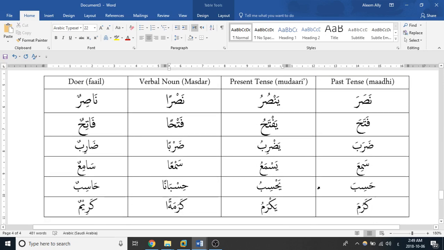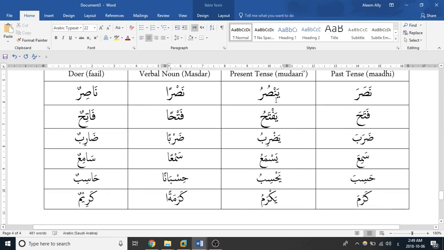So now this table would look something like this. Nasara yansuru nasran. So he helped, he helps, to help. Therefore, this person who does all of these things is the helper. So we would say nasara yansuru nasran, therefore nasirun, right? So fataha, he opened. Yaftahu, he opens. Fathan, to open. Therefore, this person is fatihun, the opener.